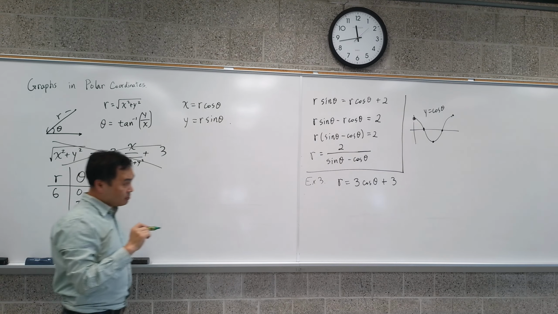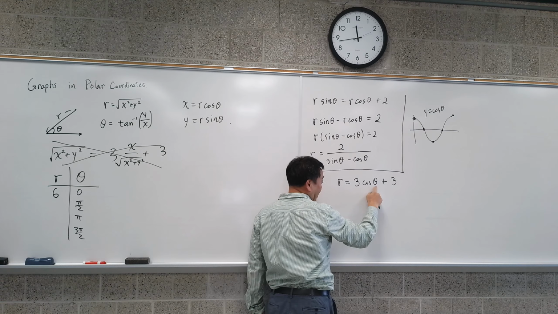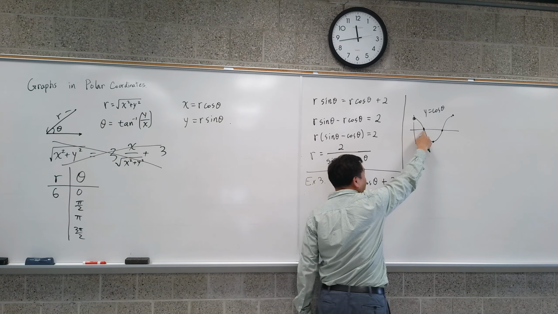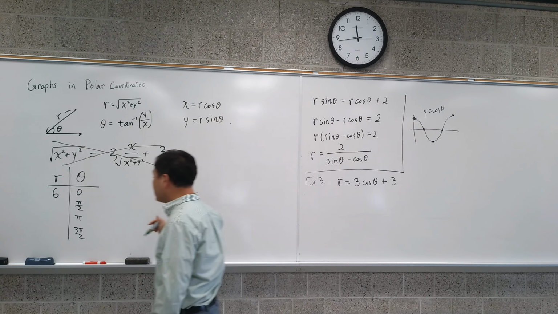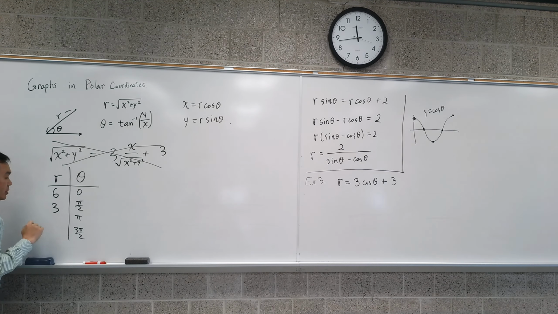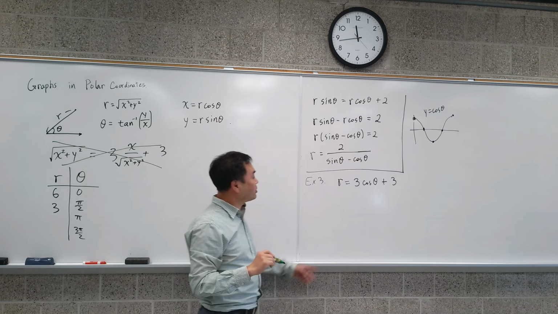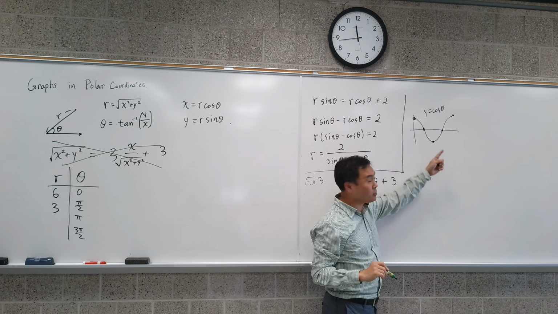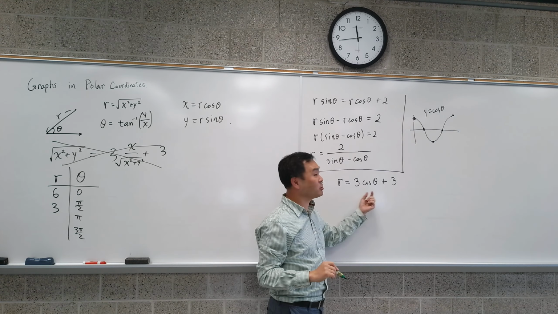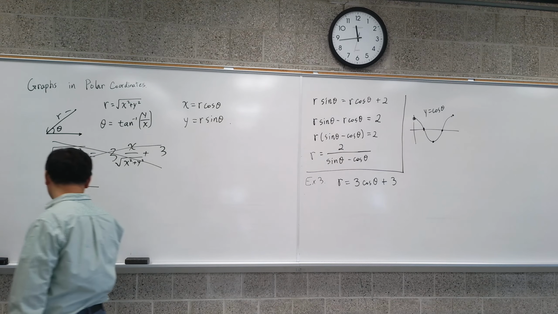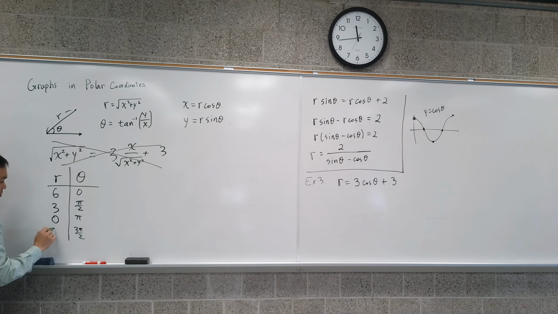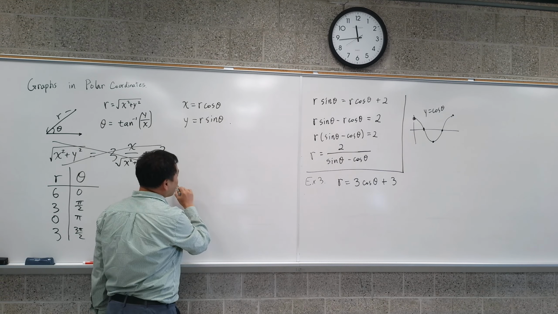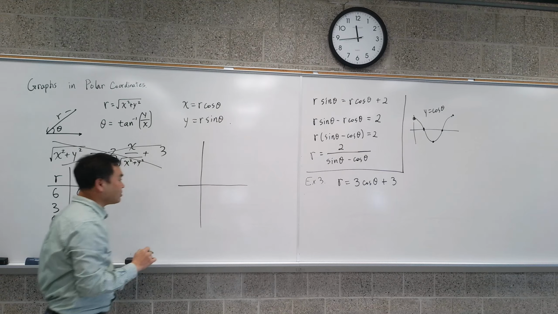When theta is 90 degrees, or pi over 2, you're here, which is 0. So you just get 3. And when theta is pi, what do you get? According to this graph, you're where? 0. Yeah, you get -1, so -1 times 3 plus 3, you get 0 as the r. And then you come back to 3 again. Okay? So let's try to draw those points, see if it makes sense.